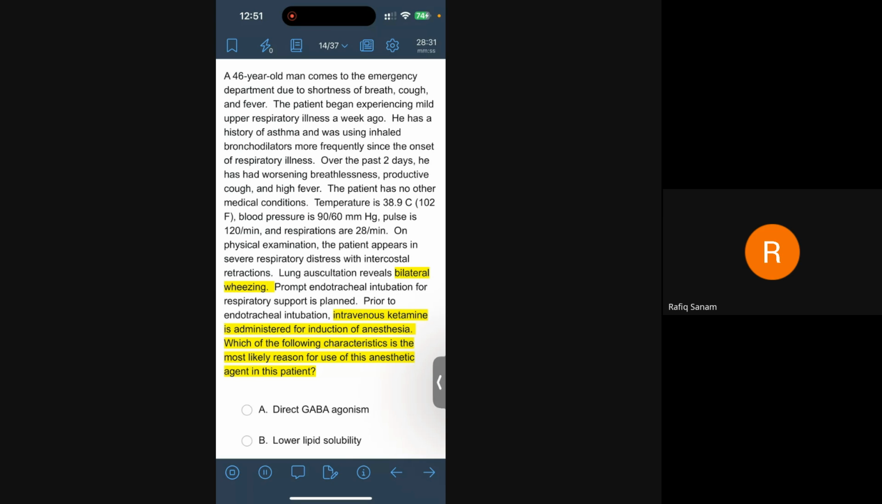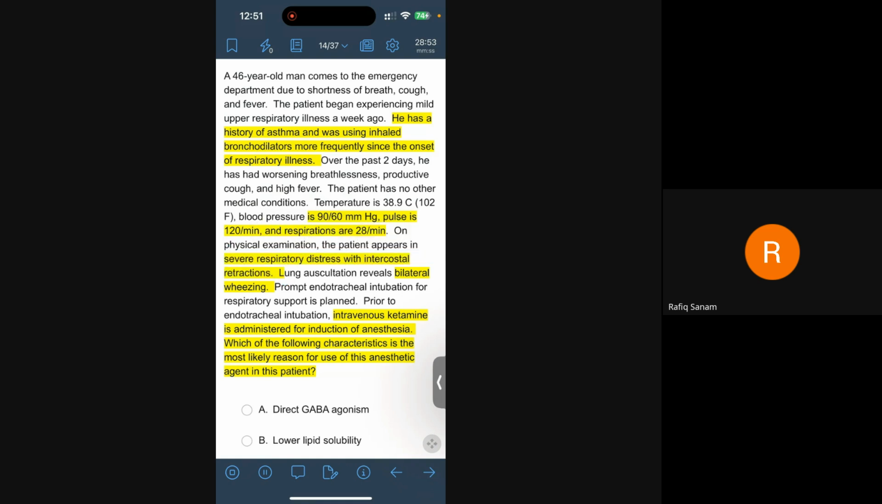Shortness of breath, cough, fever, experiencing mild upper respiratory illness. He has a history of asthma and uses inhaled bronchodilators. The cough, blood pressure is 90/60. Pulse and respiration, then the patient appears to have.